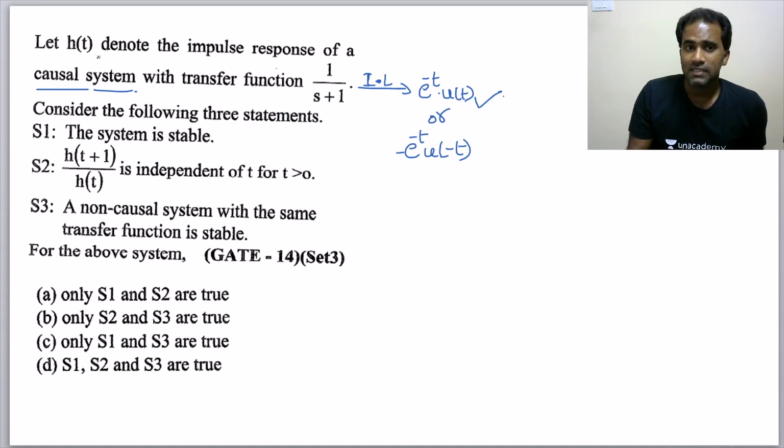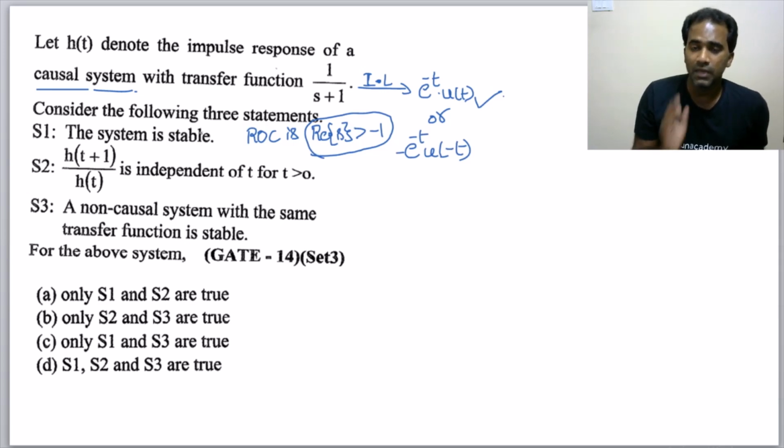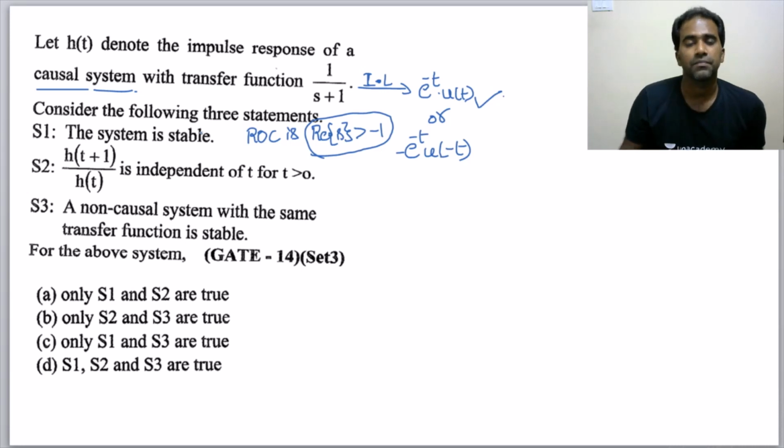Since it is a causal system, what is the ROC here? The ROC is real part of s greater than real part of the pole. The pole is minus 1, so the real part of the pole is also minus 1. So the ROC is real part of s greater than minus 1. When is the system stable? By looking at the ROC, we can say the stability of the system. Whenever the ROC includes the j omega axis, or the sigma equal to 0 line, definitely the system is stable.